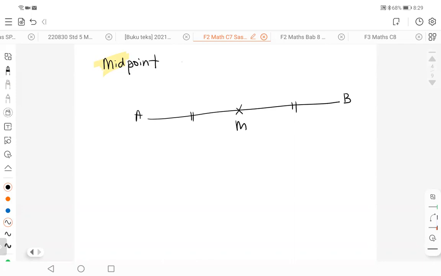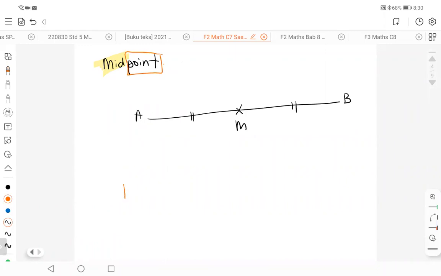In maths, everything that you need to find half, middle, tengah-tengah, 中间, whatever, 一半, you need to divide by 2. So how do we find the midpoint? You look at this point. Point means coordinates. So when you find midpoint, you need to find the coordinates of the point. So we call it midpoint.